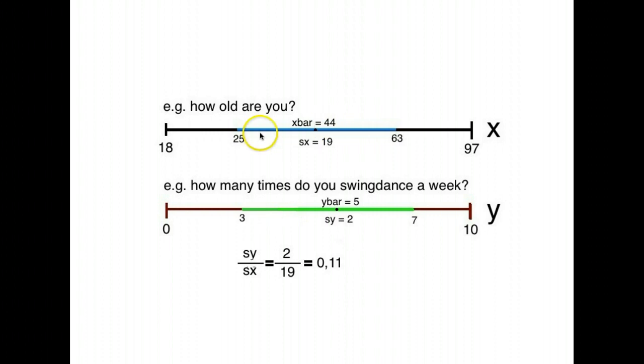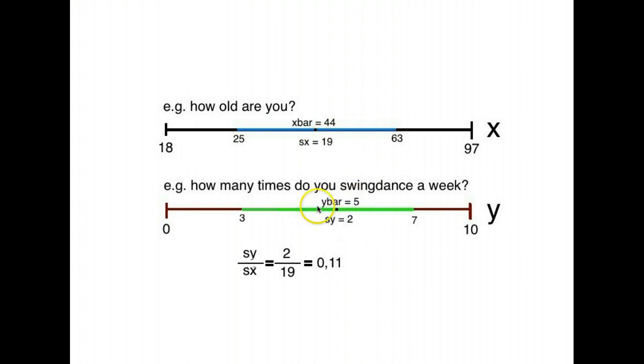So what we do is we take the standard deviation of x first, which is found to be 19, so it varies between 25 and 63. This is where most of our people are located, and it's centered around our mean of 44. So 44 with a standard deviation of 19. And we do the same thing for the number of swing dances a week, so we get most people dance between 3 and 7 times a week, around the mean of 5 with a standard deviation of 2.